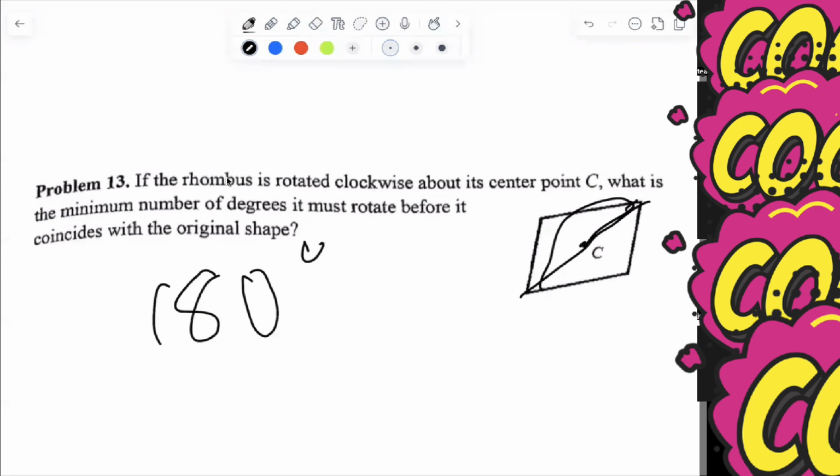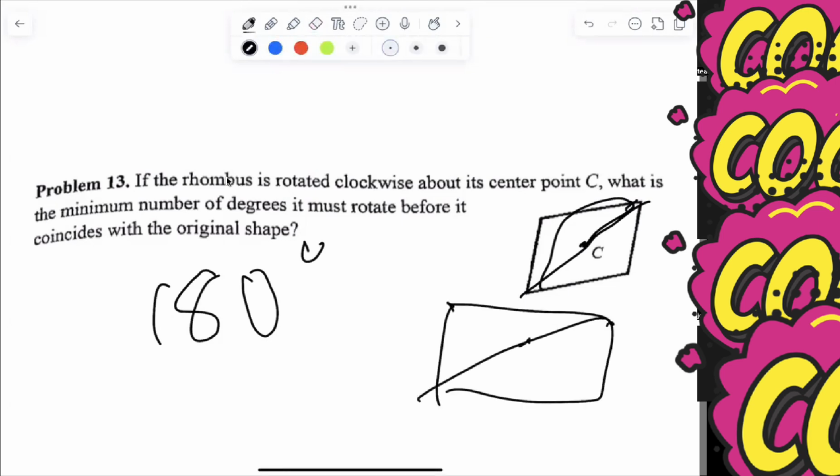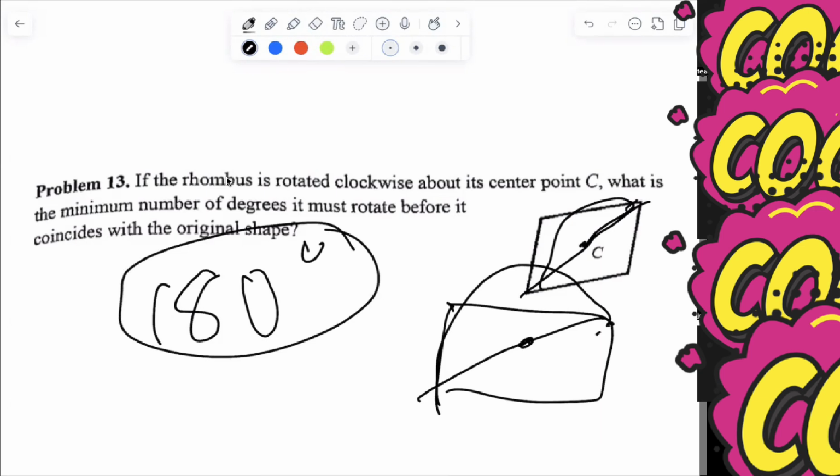If you think about it, it's similar to a rectangle. It's really a rectangle itself, actually. Just like a rectangle, this is the center. Rotate it, and we will still get the same object after 180 degrees. So the minimum is 180 degrees. No more, no less.